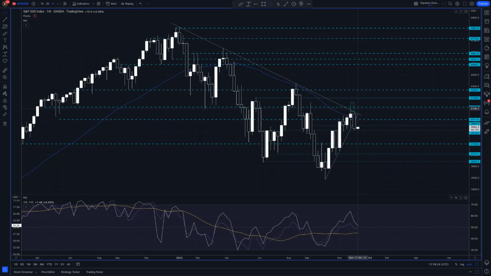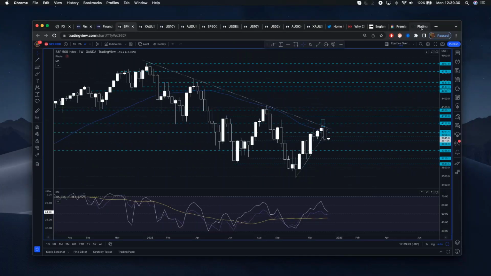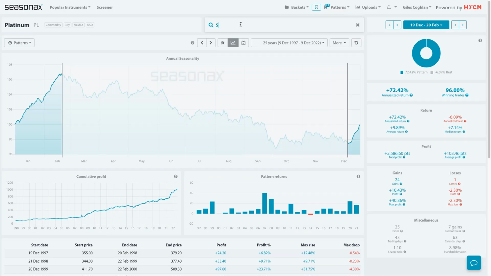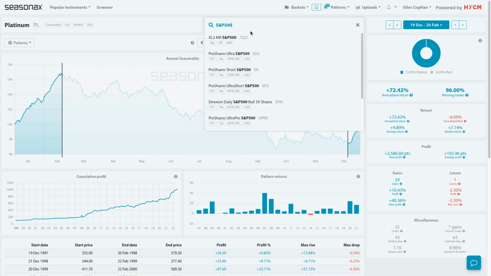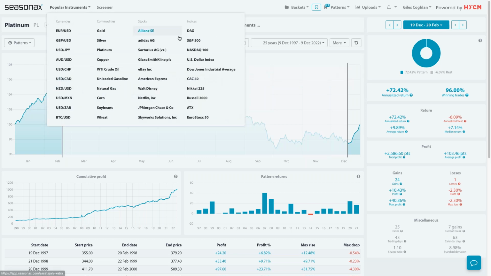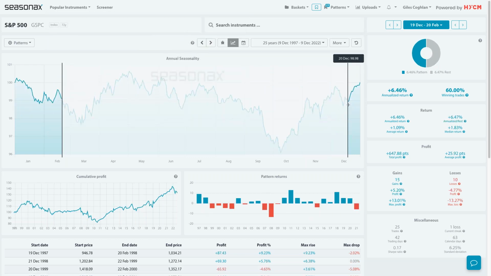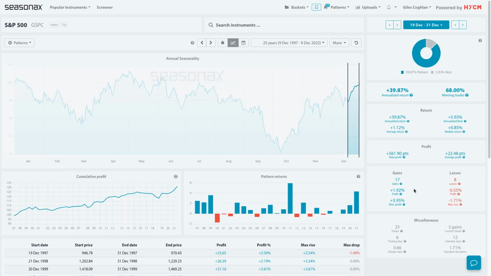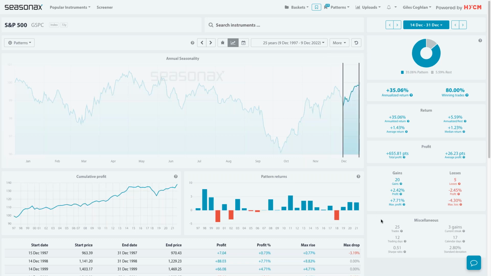Now, stocks tend to have a very strong end of the year. You just take a look at the seasonals for US stocks. You'll see that from now to the end of the year, in the last 25 years, there have been 17 gains and 8 losses. And if you go back from the 14th of December, you can see 20 gains and only 5 losses.